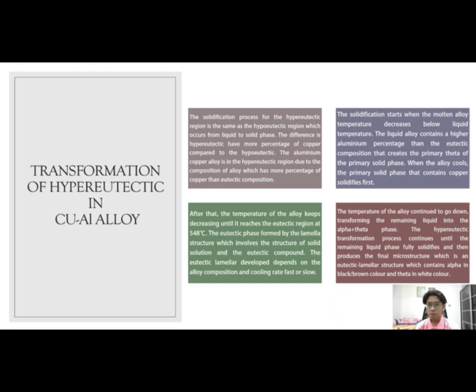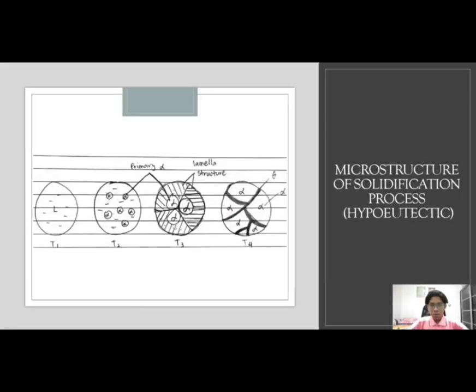The hypereutectic transformation process continues until the remaining liquid phase fully solidifies and then produces the final microstructure, which is a eutectic lamella structure, which contains alpha in black or brown color and theta in white color. Next, this is the microstructure of the solidification process for the hypoeutectic region.